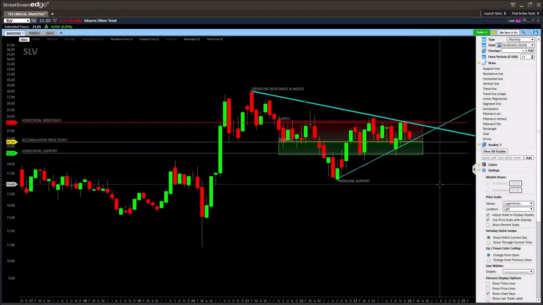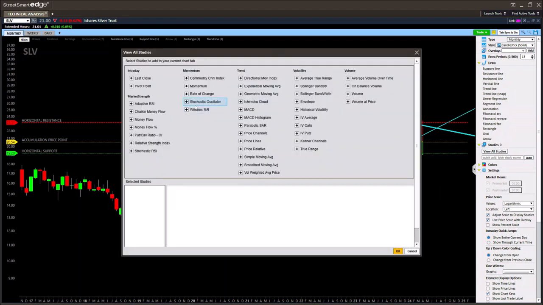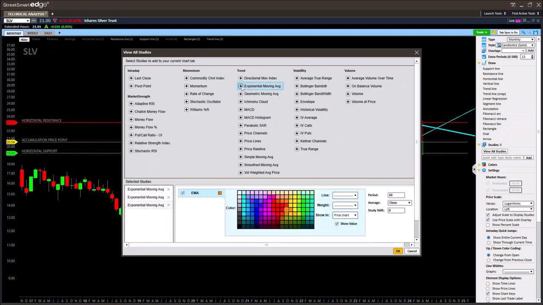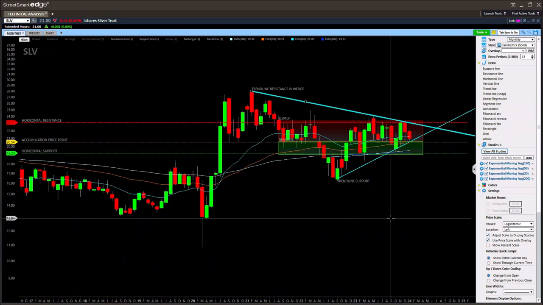All right, now the next step is to go to view all studies, and I want you to add 4 exponential moving averages because these are used as support. I want you to add a 200, a 20, a 50. I'm sure a lot of you are like, yeah, we already know this one. And a 100. Just use whatever colors you like. Doesn't really matter. And there you go. Now we have exponential moving averages on the monthly chart.